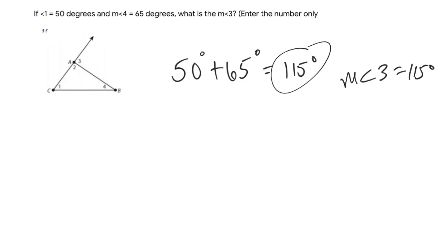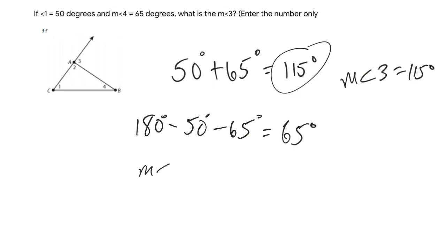Now let's say you forgot the exterior angle theorem. You can still do it without doing that. You can still do it by saying, okay, well, 1, 4, and 2 all add up to 180. So you can use that to find angle 2. So 180 minus 50 minus 65, which will give us 65 degrees. So now I know measure of angle 2 is 65 degrees.